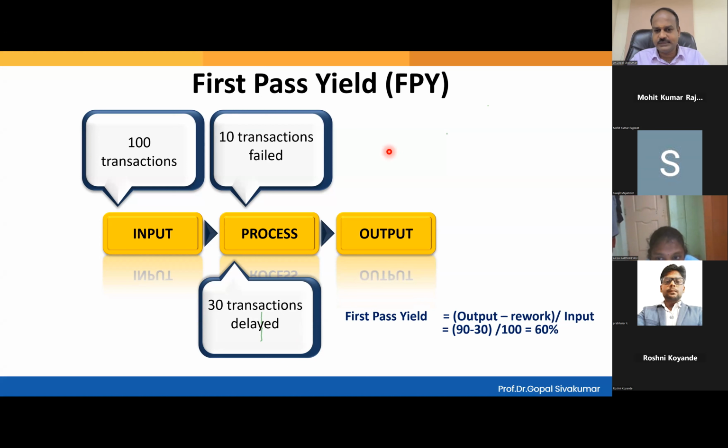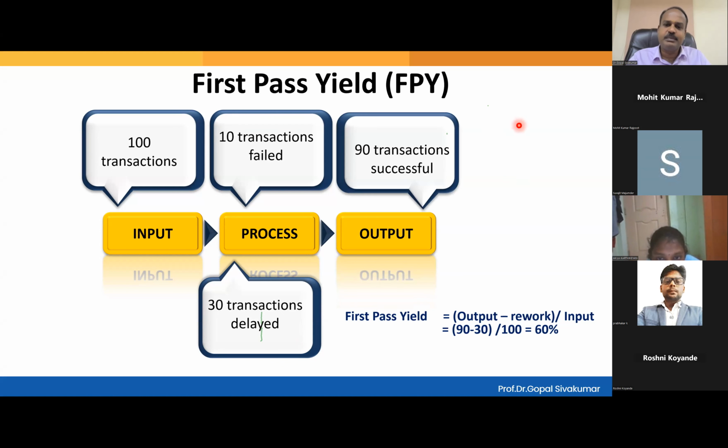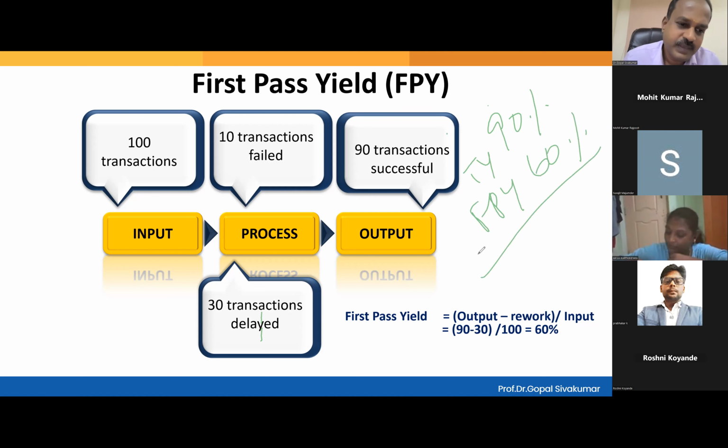But for this particular scenario, if you calculate traditional yield, you will get 90%. If you calculate first pass yield, what percentage will you get? 60%. When I say 90%, this is traditional yield. The first pass yield is only 60%. So sometimes we make the wrong choice of tool while measuring our baseline. Hope it is clear and helpful.